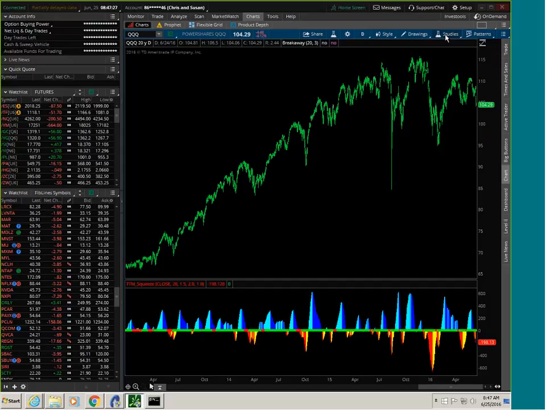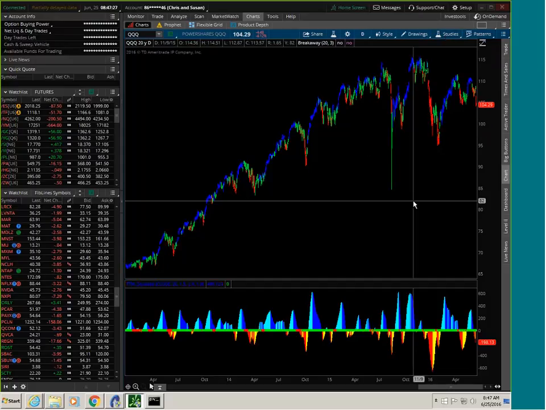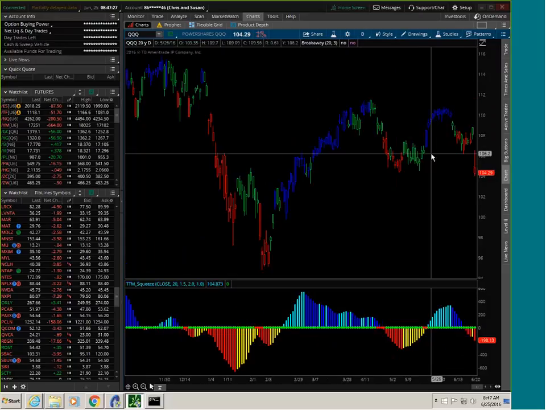Without the range bands added to it. We go studies, load study set, range bands, and you can see it paints the bars blue for uptrend, green for neutral, or red for downtrend.